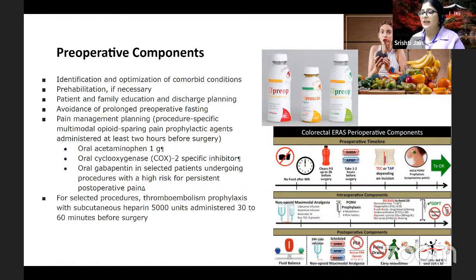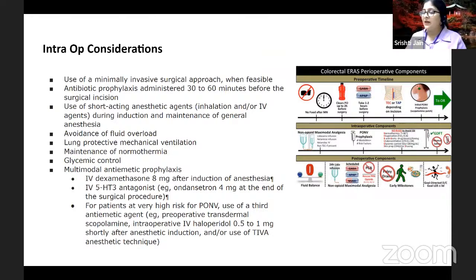Again, pain management is very important. We can give oral acetaminophen to the patient before the surgery, oral gabapentin in selected patients, oral cyclooxygenase COX-2 specific inhibitors. For selected patients, we have to give thromboembolic prophylaxis with subcutaneous heparin 5,000 units 30 to 60 minutes before the surgery. And in the intraoperative components, something which I really want to stress upon is the use of minimally invasive surgical approach whenever it is feasible. Antibiotic prophylaxis first shot 30 to 60 minutes before the surgery.